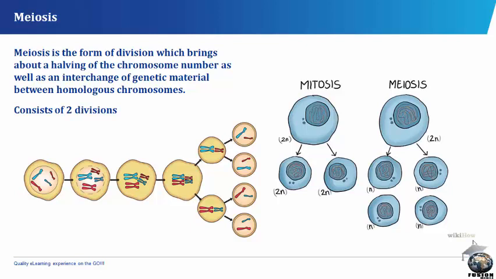In the second meiotic division, the following occurs. A. The chromosomes divide again at right angles to the first division. This causes the chromatids to separate. B. 4 new daughter cells are formed, each containing the haploid number of chromosomes.